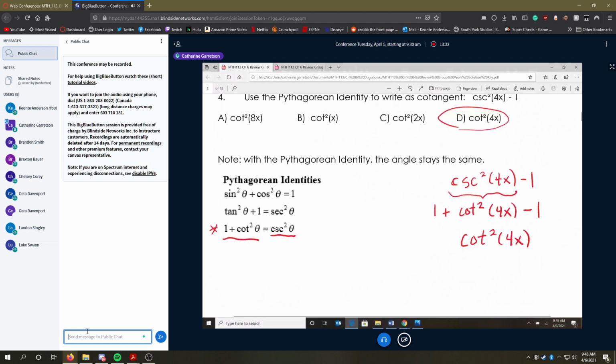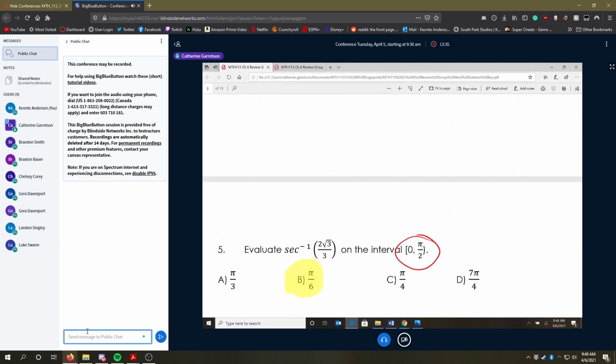All right, now to number 5. Evaluate the inverse secant of this value on the interval from 0 to 2 pi. So from 0 to 2 pi, that's the first quadrant only. So I'm going to go to my trig table and look to see when the secant is equal to this value, and then the answer is the angle. When they say inverse trig function, they mean tell me the angle that produces this trig value.